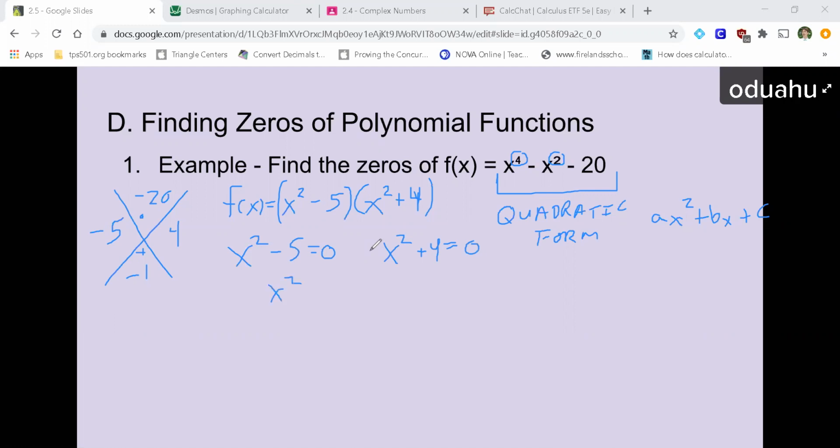X squared equals 5. X squared is negative 4. So x equals the square root of 5, the negative square root of 5, 2i, and negative 2i. So those are my 4 zeros. These two are my x-intercepts. So this function has 4 complex zeros and 2 x-intercepts. And it has 2 non-real zeros.